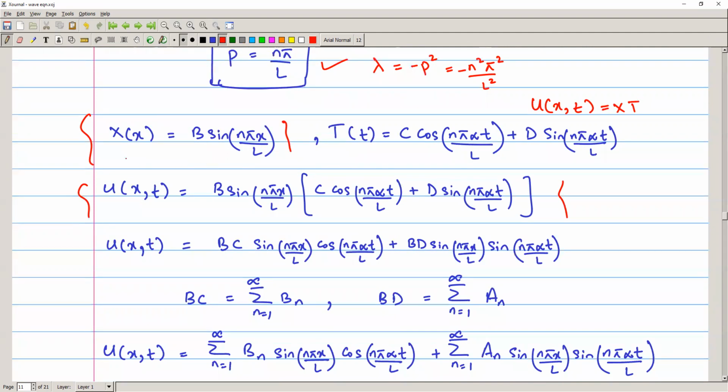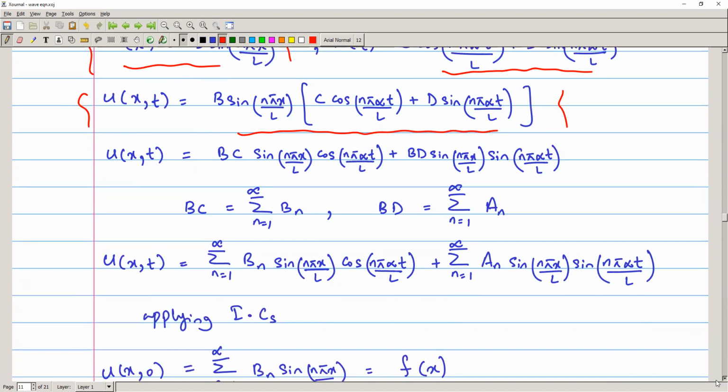So this is our x and this is our t. So we will multiply these functions and now we will get this form. All right, so we can separately multiply this sine n pi x over l with both of these functions. So here we multiplied bc sine n pi x over l times cosine n pi alpha t over l, plus bd sine n pi x over l times sine n pi alpha t over l.